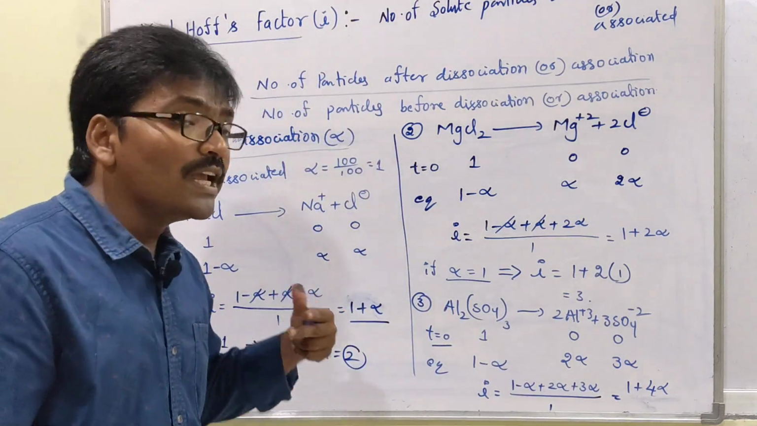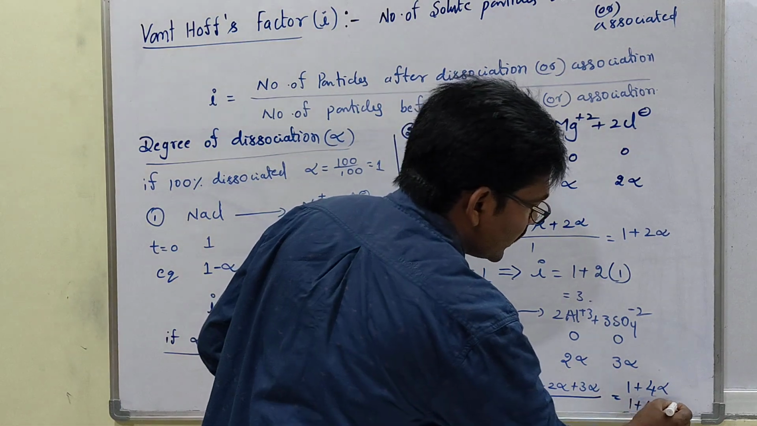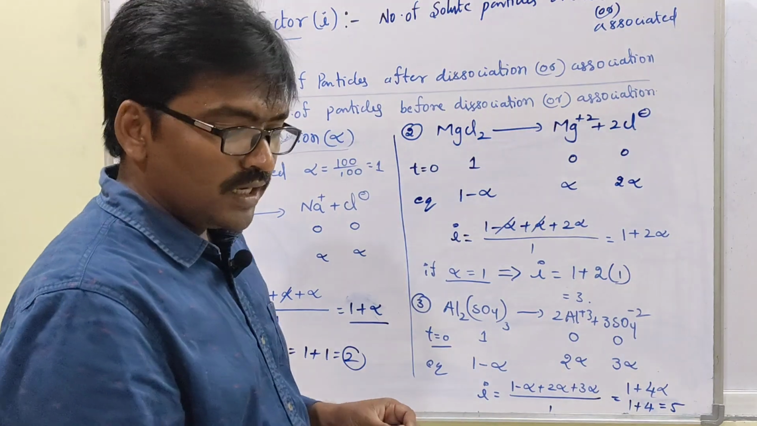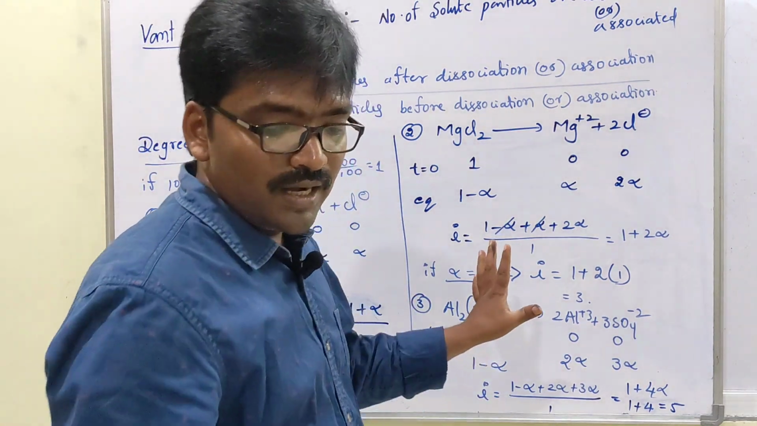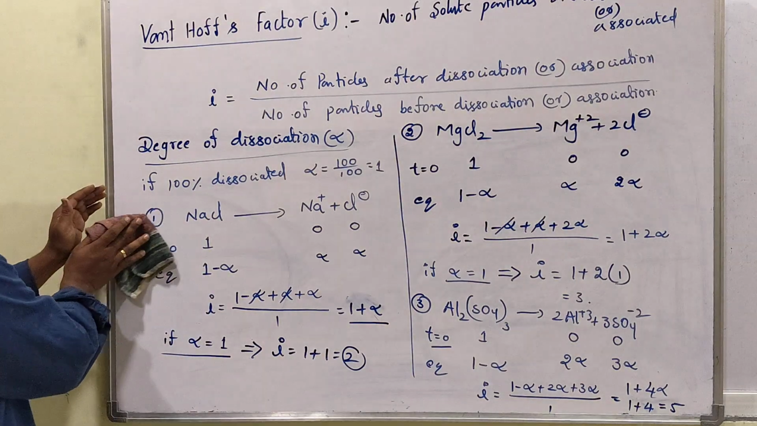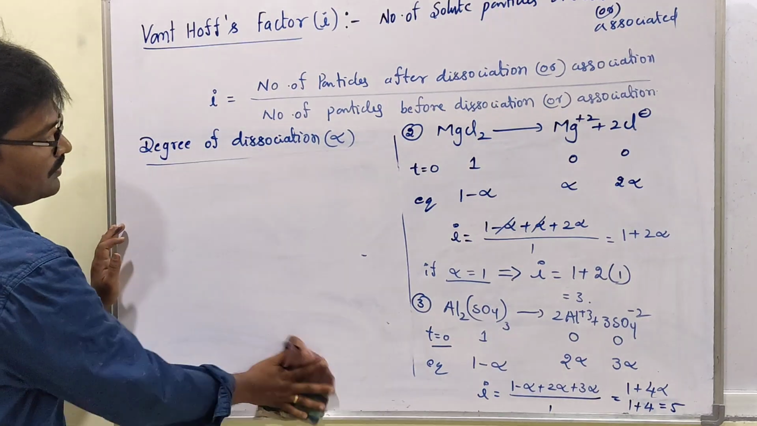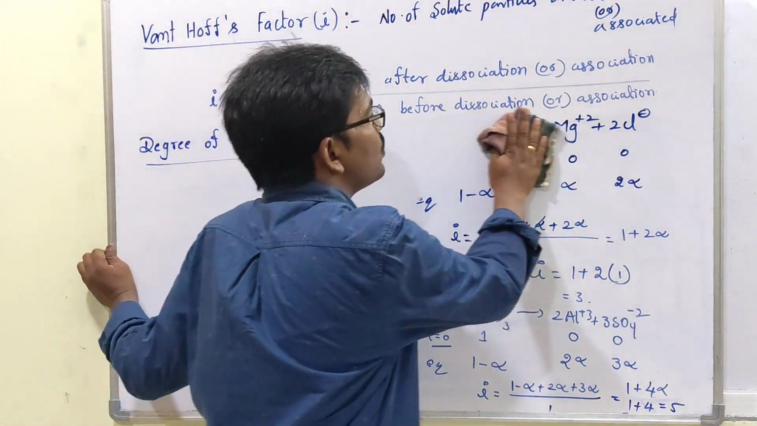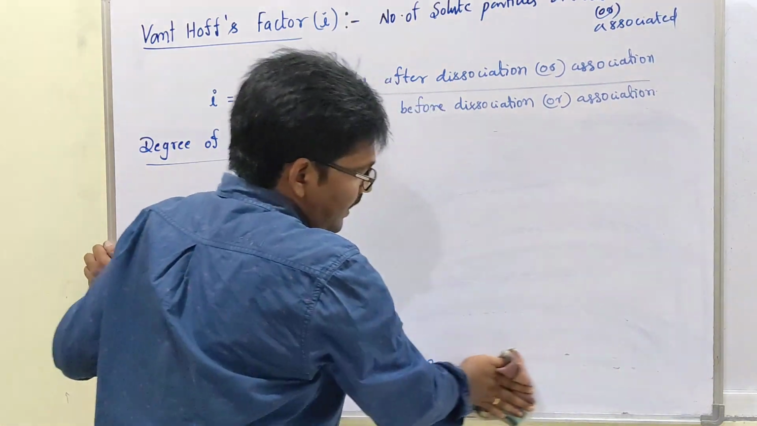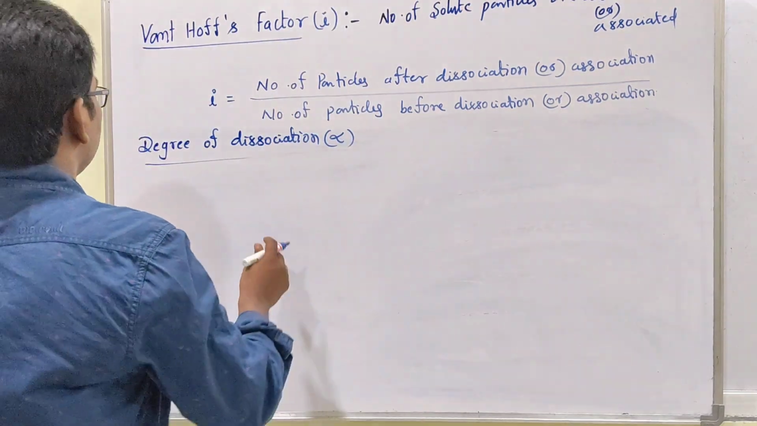Sir, alpha value in case 1, 1 plus 4, then you can get 5. 5 number of particles. So, Van't Hoff factor will find out. Sir, in general, degree of dissociation, how to find out? So, degree of dissociation in general, ఇది ఒక్కొక్క పార్టికల్ కి మనం డిస్కస్ చేసాం. సరే, in general degree of dissociation how can you find out?